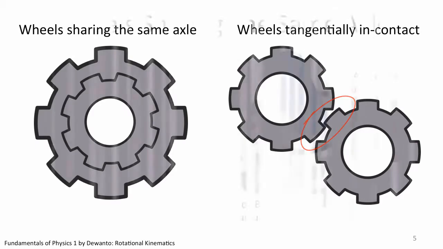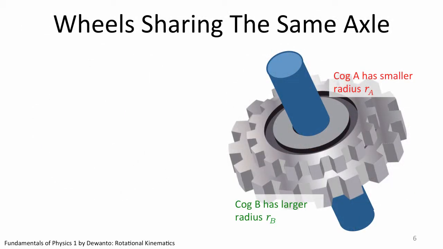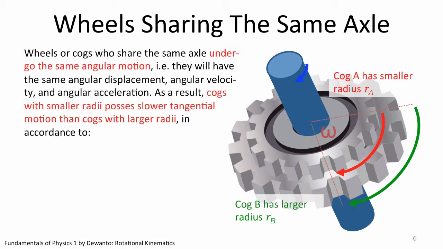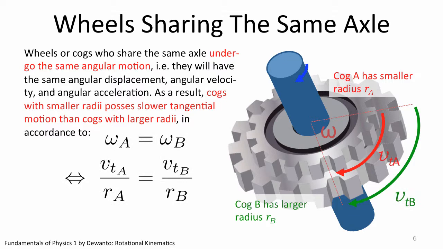In the former case, since both wheels have the same axle, it shouldn't take much imagination that when the axle turns, say by x degrees, both wheels will also turn by the exact same x degrees. Hence, both wheels will experience the same angular motion, resulting in different tangential motion if the wheels have different radii. The wheel with smaller radius has smaller tangential speed than the wheel with larger radius in accordance with this equation.